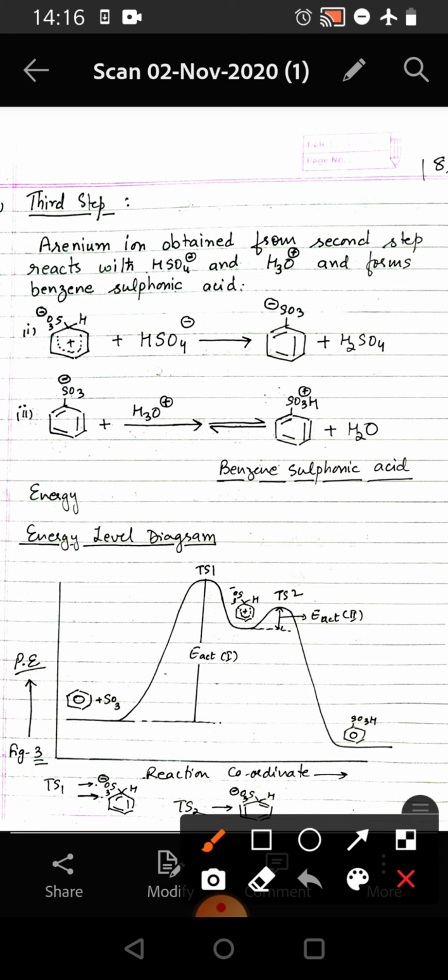In the third step, which is the final step, the areninium ion obtained from the second step reacts with HSO4 and H3O and forms benzene sulfonic acid. So this also takes place in two steps. In the first step, the bond between the carbon and the hydrogen shifts back into the benzene, and this hydrogen, which is lost as a proton, reacts with HSO4 to form H2SO4.